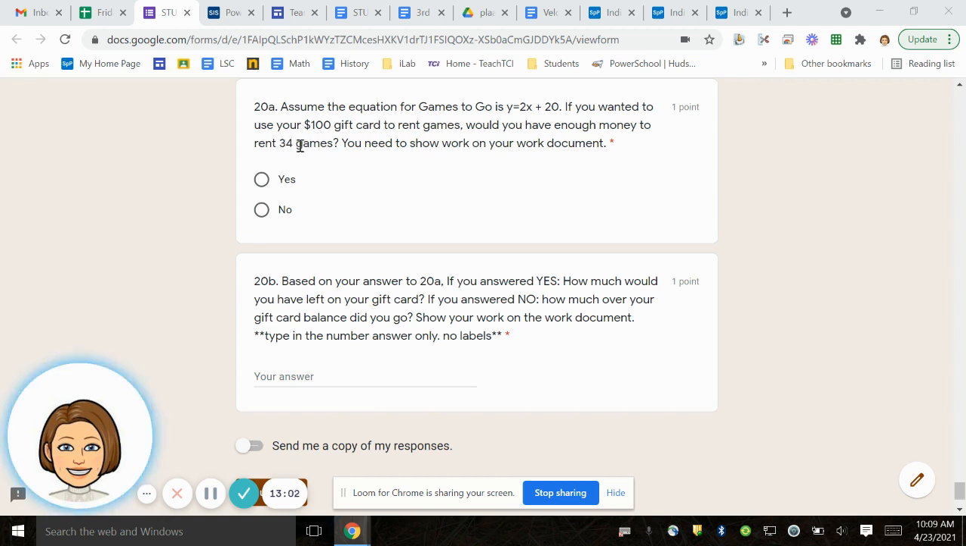Where would I plug in 34 games? Think about what games is represented. Is it my y or is it my x? So substitute it into your equation to figure out how much it costs.